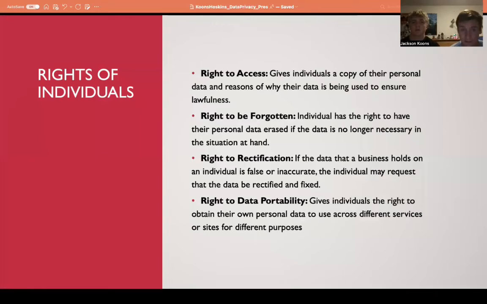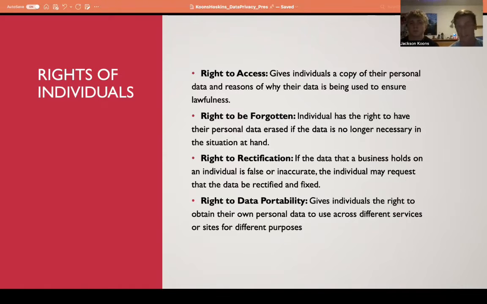Now, the next thing is the rights of individuals. I'm going to go over four. The first one is the right to access. This gives individuals a copy of all their data and gives them a reason why their data is being used. This shows them the lawfulness and ethical reasons for why that's going on. The next is the right to be forgotten. Individuals have the right to have their personal data erased if they feel the data is no longer needed or is irrelevant at this point.